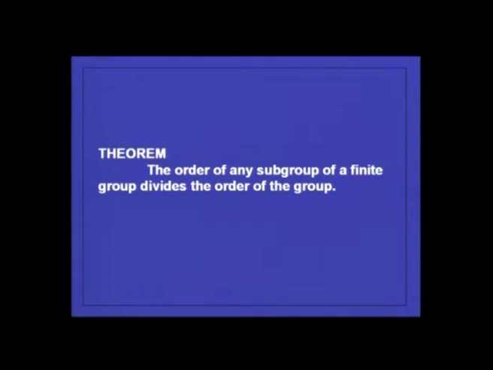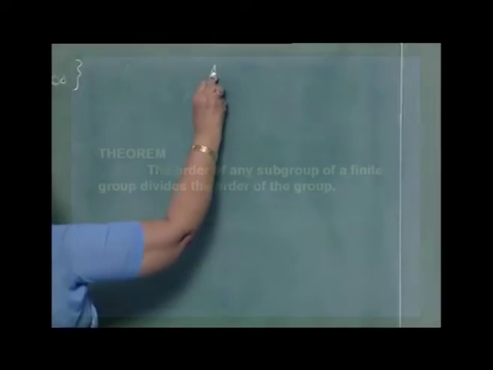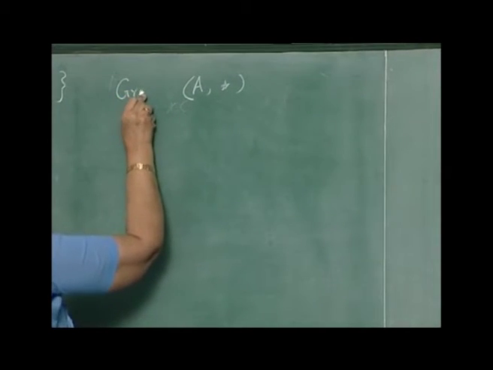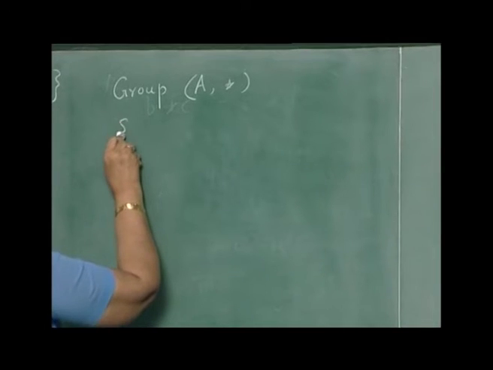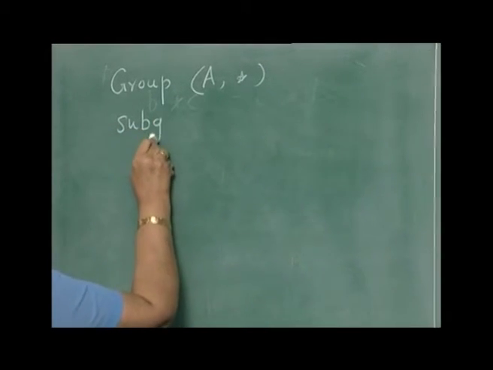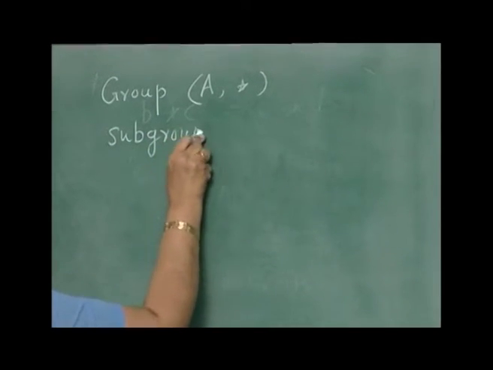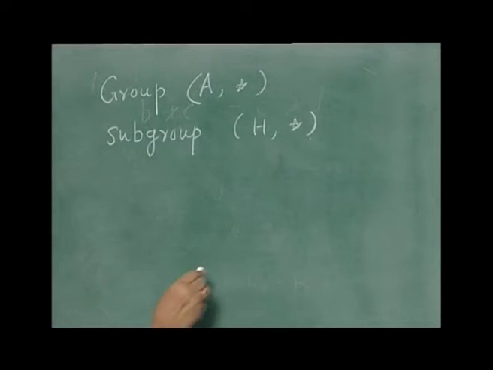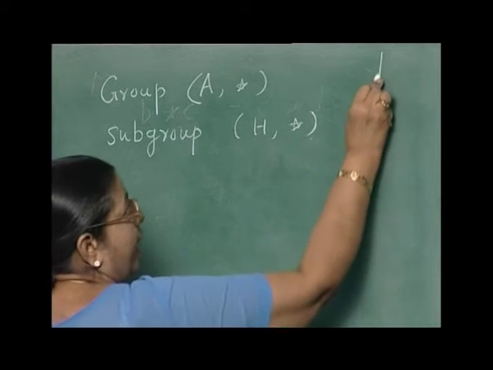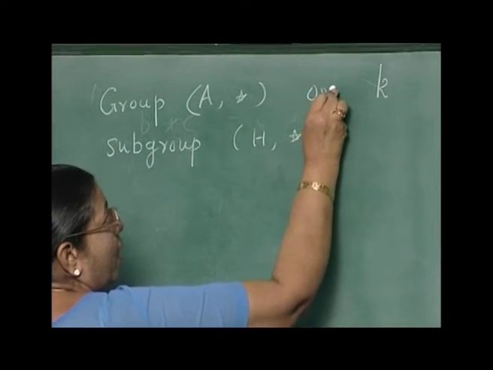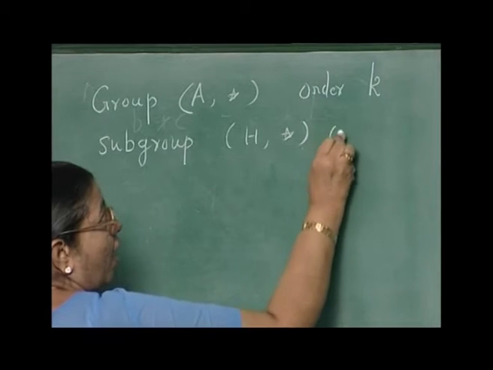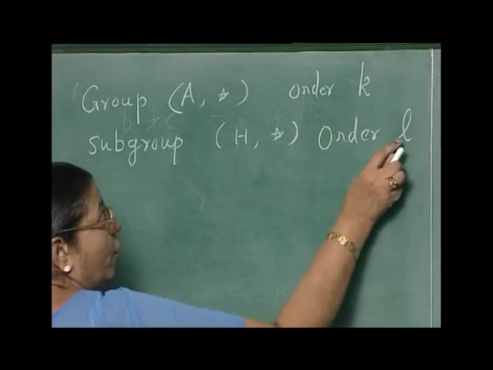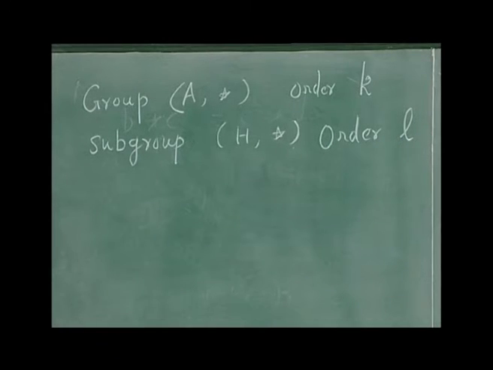Now, take a group A star, this is a group, take a subgroup H star. Now, let the order of this be K, then the order of this is say L. Now, you have to show that L divides K.